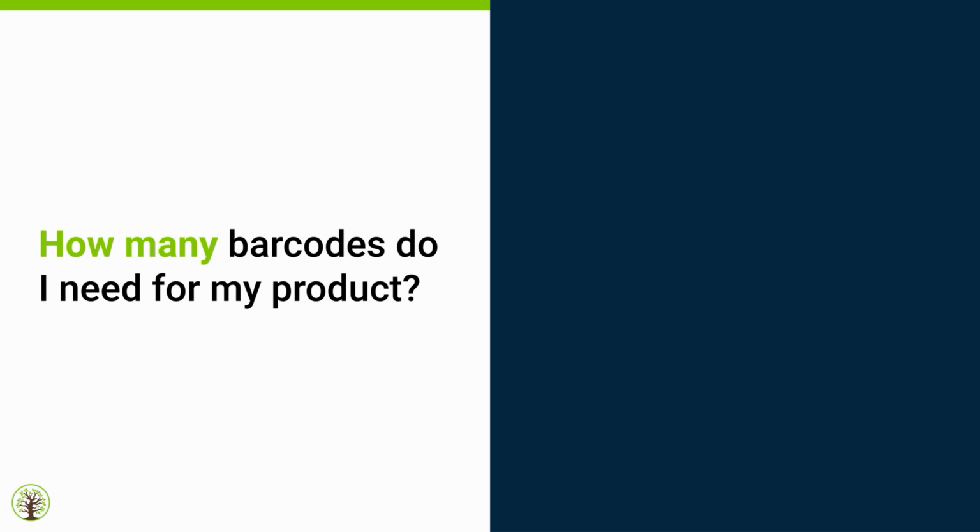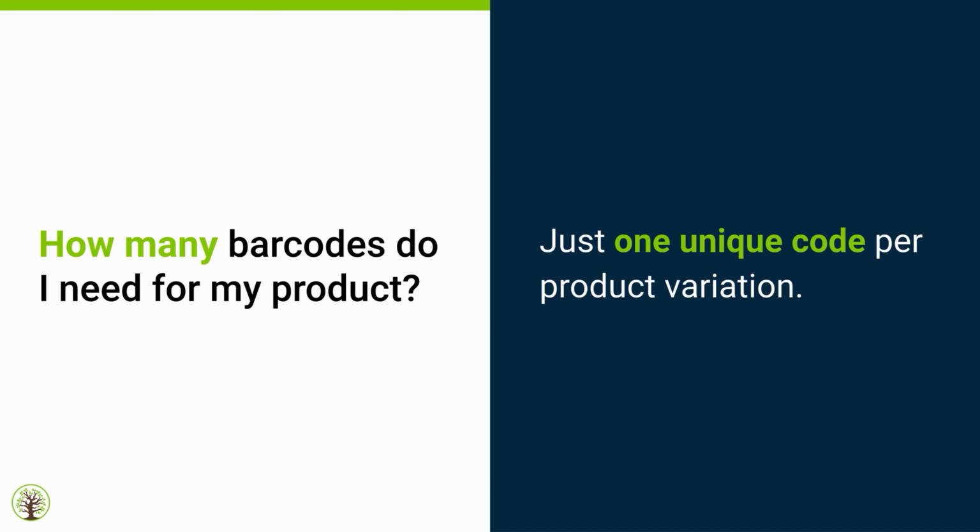How many barcodes do I actually need for my product? You just need one unique code per product variation. For example, let us pretend that you are selling this peach candle. If you are going to sell 1,000 of these, you only need one barcode for all of them. But if you also come out with a yellow or a banana flavored, banana smelling candle, you're gonna need a second code.